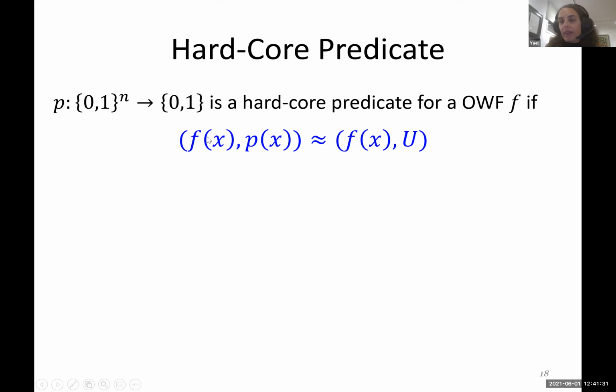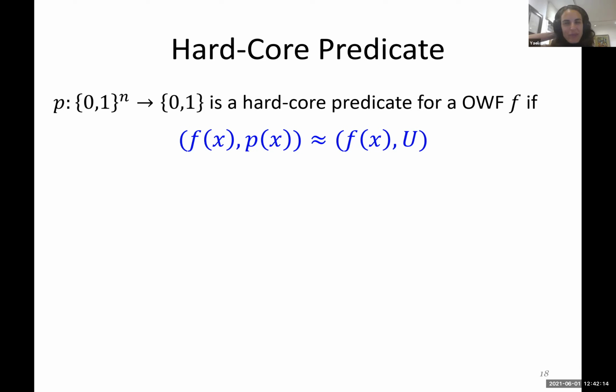But maybe the first bit of x is easy to find. Maybe the third bit of x is easy to find. But all of this is hard. Suppose for a second there was one bit of x that we knew was hard to find. By hard, I mean it looked random. So suppose I had a predicate, like p of x is the ith bit of x. Suppose I had one predicate that was really hard. Given f of x, I cannot guess this predicate with probability better than half. This predicate looks random. Suppose I had such a thing.